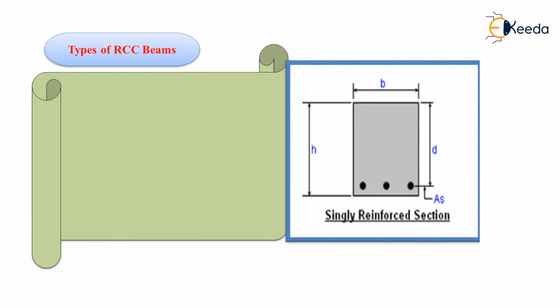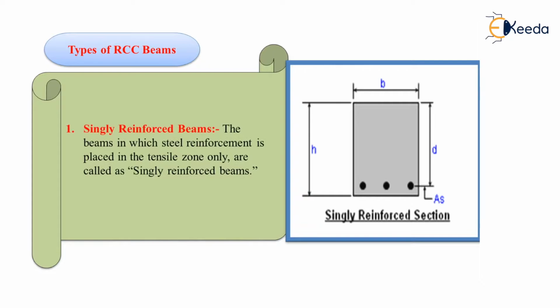First of all, we will see types of reinforced concrete beams. The first one is singly reinforced beam. What is singly reinforced beam? It is the beam in which the steel reinforcement is placed in the tensile zone only, and they are called singly reinforced beam. Here you can see that the reinforcements are provided at the bottom side, and that is considered as the tension zone of the beam.